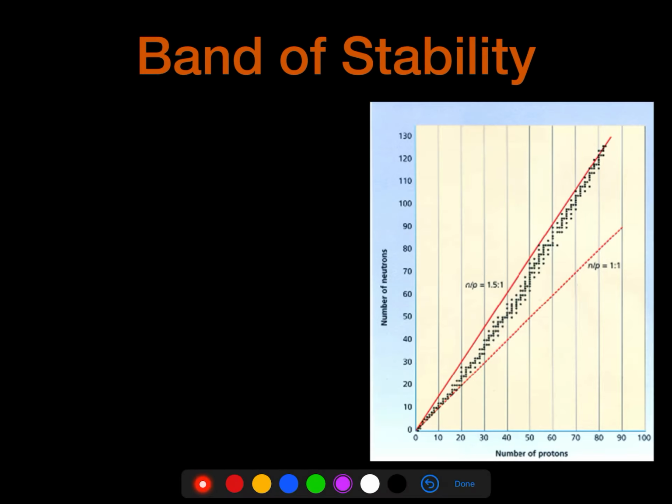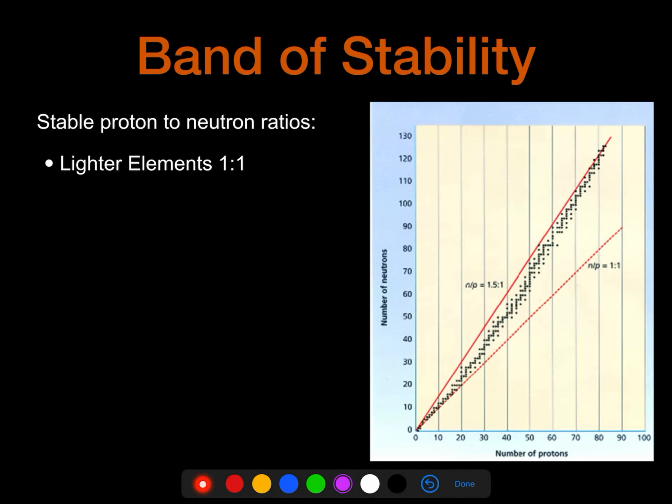And so what constitutes being stable versus unstable tends to follow along with this band of stability. And so what we see is that stable proton to neutron ratios, that it's all about the ratio of protons to neutrons, tend to fall between two areas. So the 1-to-1 ratio, if you see this line right here, this is the 1-to-1 of number of protons to number of neutrons in the nucleus. And so along that line, we see that lighter elements, things that have fewer protons, tend to be closer to that 1-to-1 line, and that's where they're most stable.